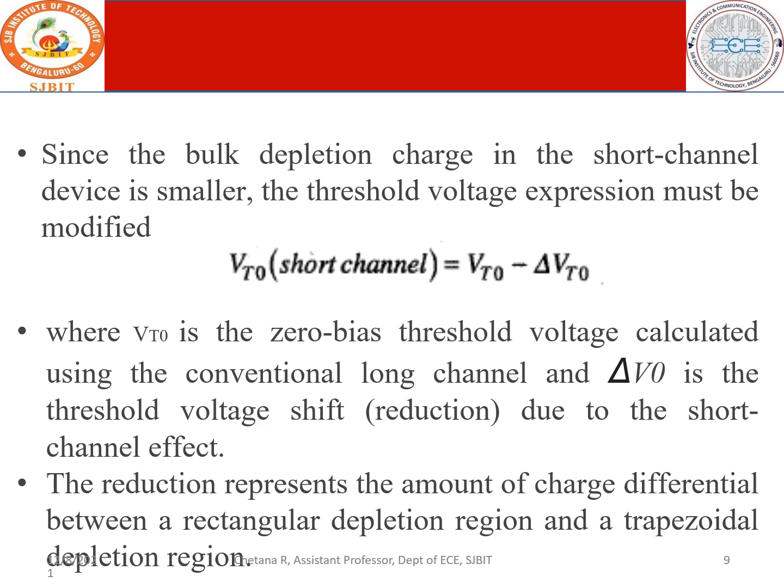So the bulk depletion charge in the short channel is smaller, and therefore the threshold voltage is modified, and it is given by this formula as already dealt in the previous slide. So VT naught is the zero bias threshold voltage calculated by considering the conventional long channel. VT naught is what we get because of the long channel, and delta VT is the shift or the reduction due to the short channel effect, and the difference of these two will give us the short channel effect.